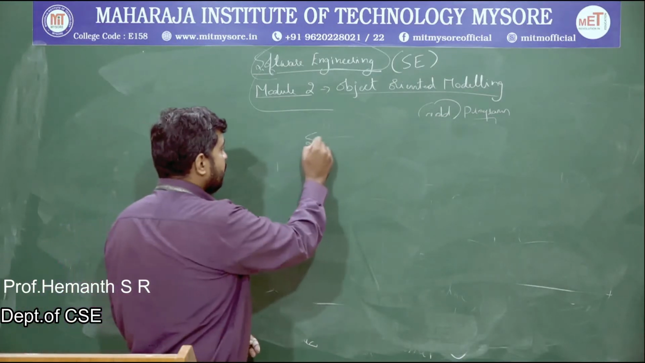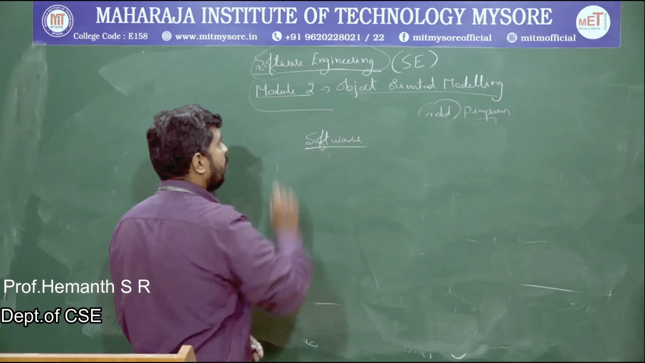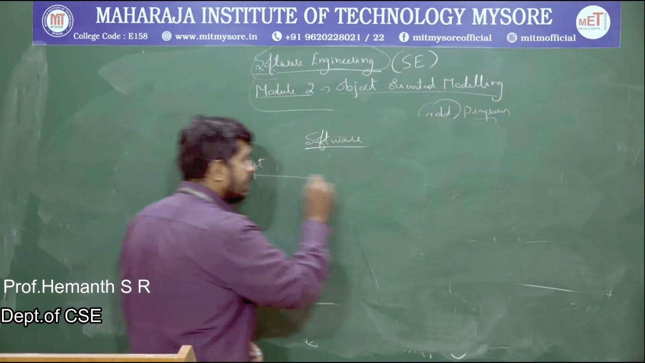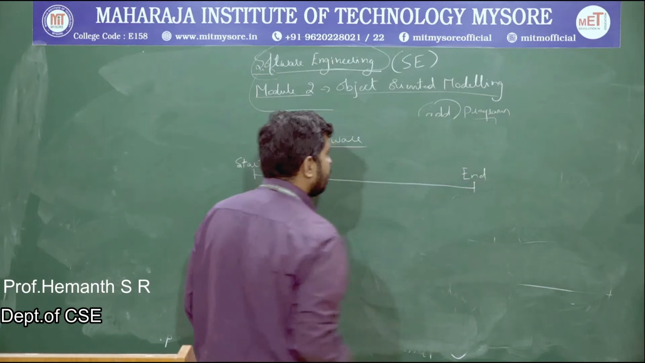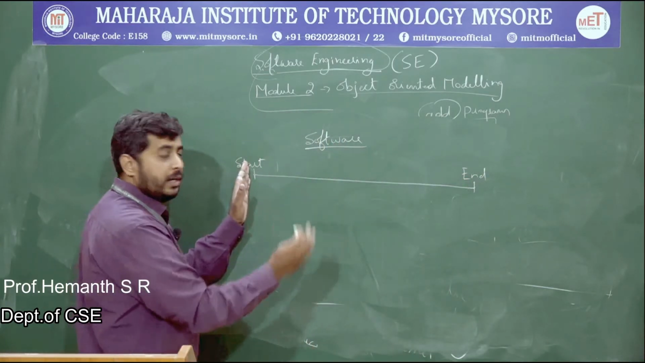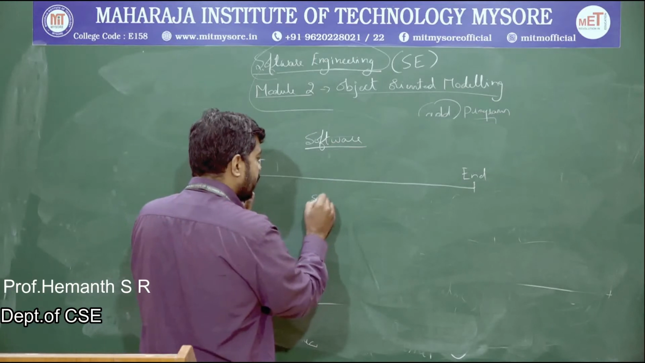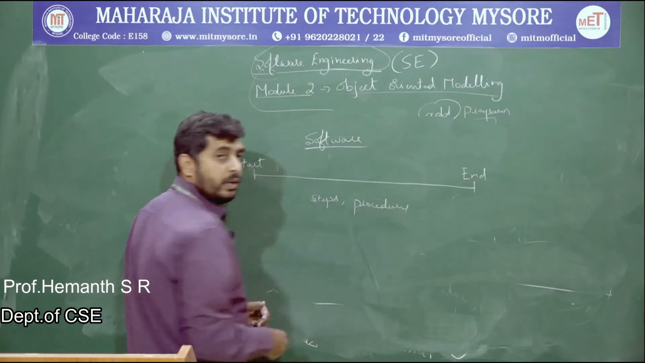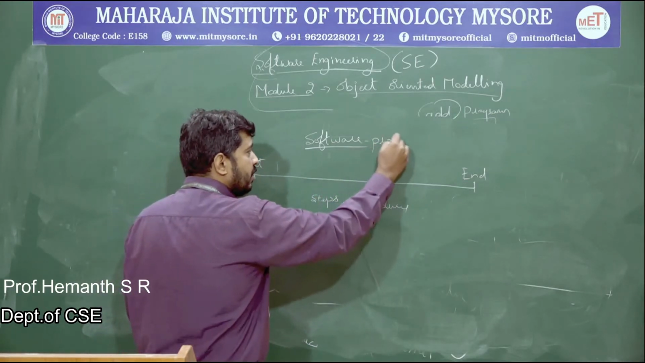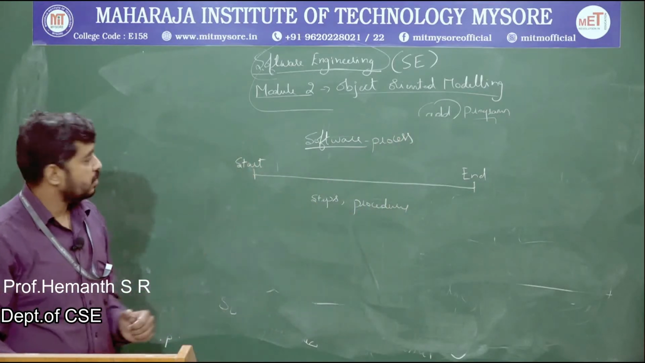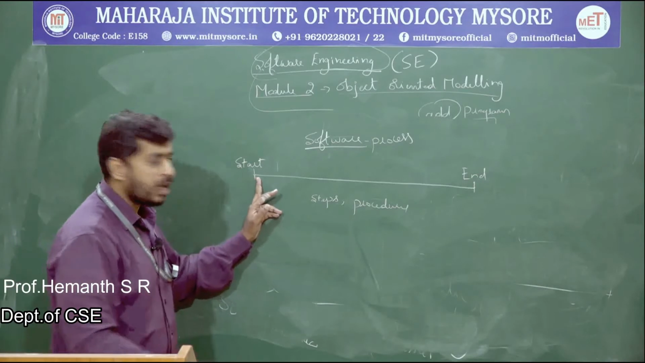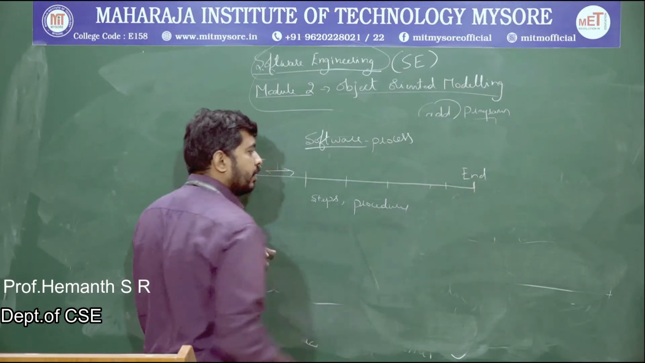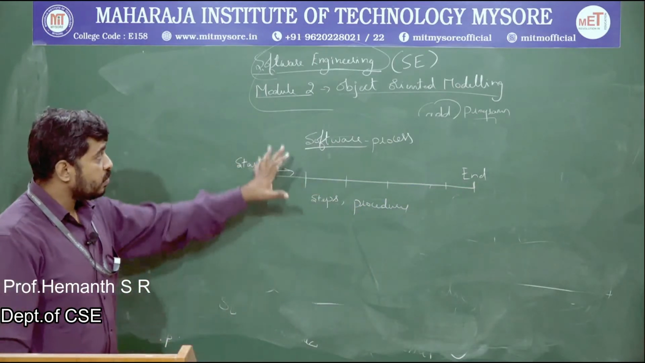So you are developing a software. There is a starting point and there is an end point. From the starting point to the end point, whatever steps you are taking, whatever procedures you are following, we call it a software process. What steps you are taking, how you start, how you progress, what the different milestones are, and how you end. So it is the software process. That was one of the topics in module 1.